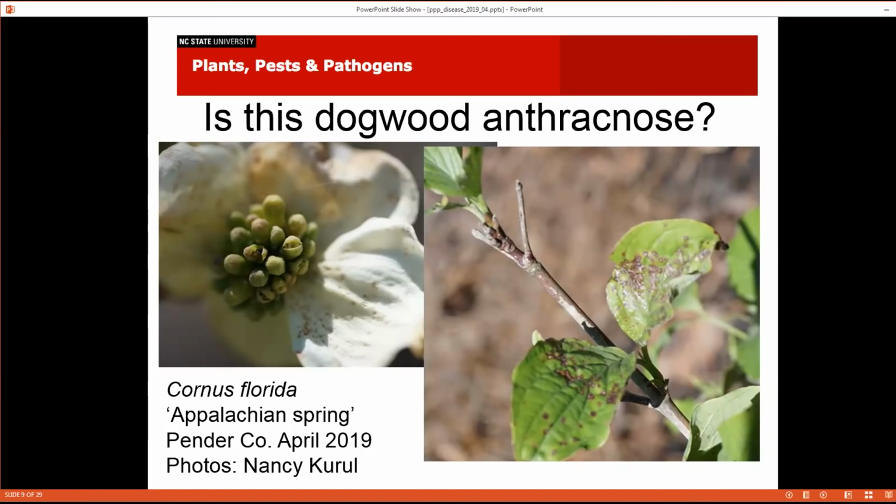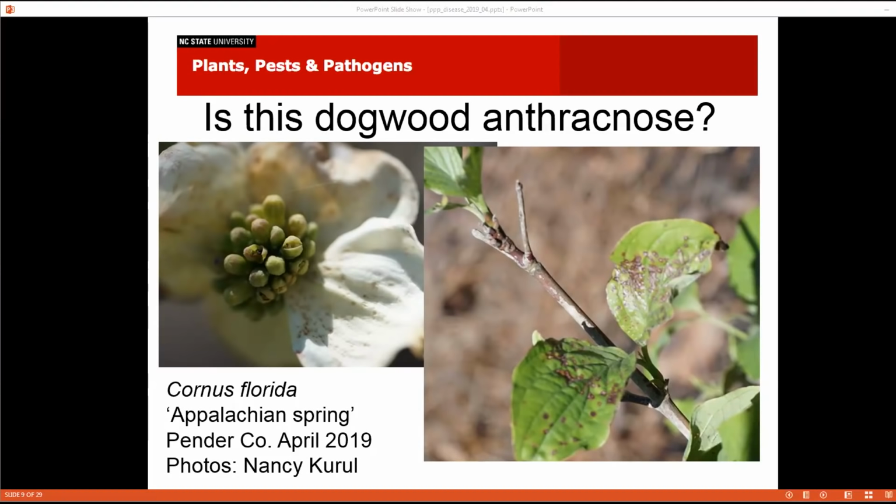So this is for you, and the pictures that she shared were of a dogwood, Cornus florida, cultivar Appalachian Spring. And she had been originally concerned that she might have dogwood anthracnose on this particular tree. So let's go ahead and relaunch this poll. Are we looking at dogwood anthracnose here?